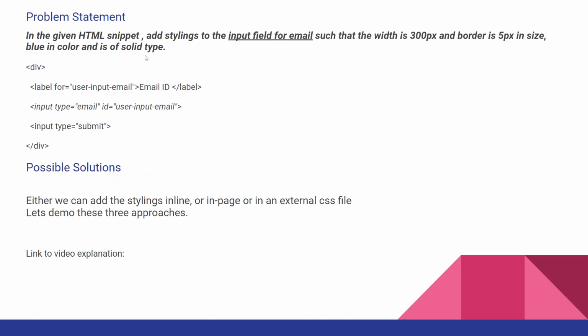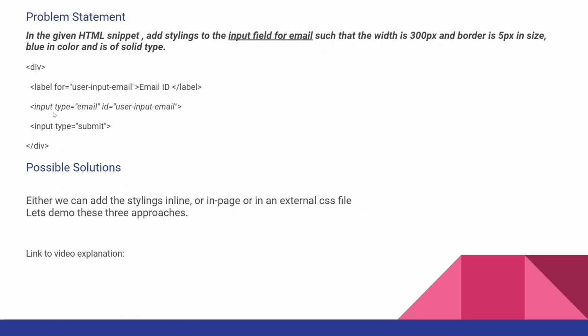Now, how can a question come on this topic in an interview? Let's say in the given HTML snippet, this one, add styling to the input field for email, this one, such that the width is 300 pixels and the border is 5 pixels in size. So we're talking about the border: it is 5 pixels in size, blue in color, and of solid type.